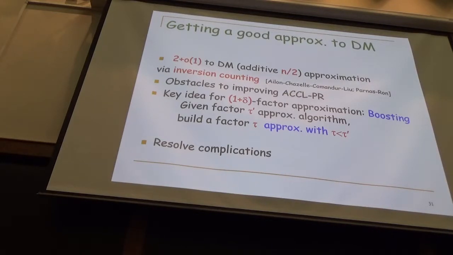So what happens is, when you want a multiplicative approximation, the running time gets a term which is n divided by the distance to monotonicity, plus some polylog. So by focusing on additive, you get to ignore that problem.